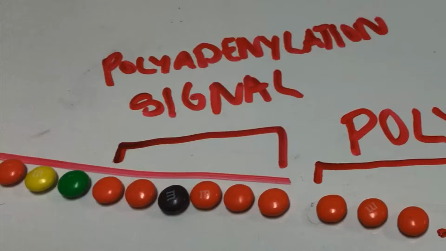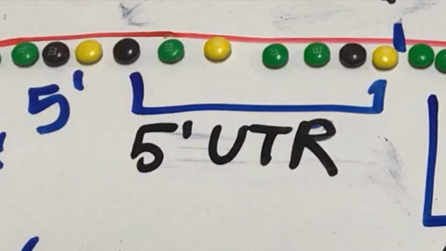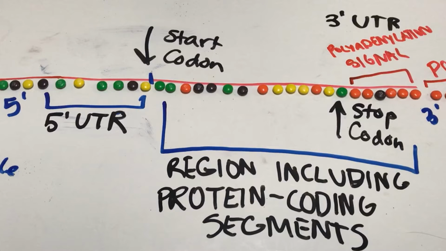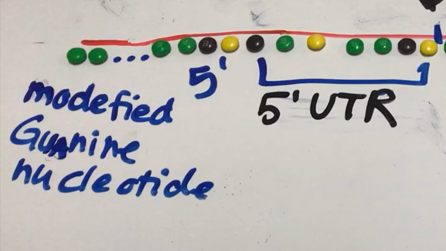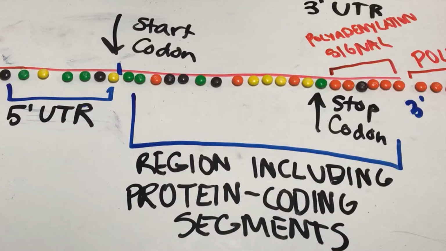The methyl cap, the polyadenylation signal, and the poly-A tail together make up the UTR, or untranscribed regions of the mRNA strand. These parts are excess and were not transcribed from DNA. Unlike the UTR, the section between the methyl cap and the polyadenylation signal is the coding segment, or the part that was transcribed from DNA.